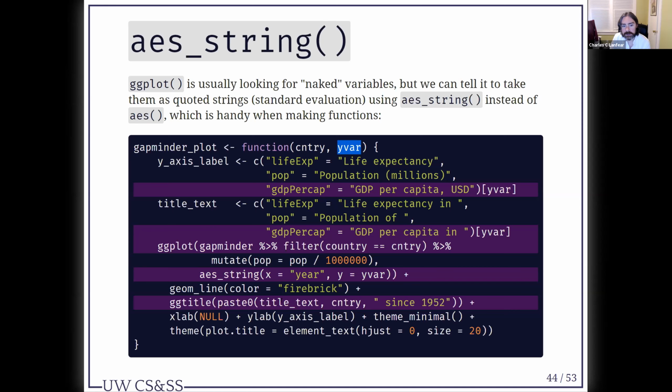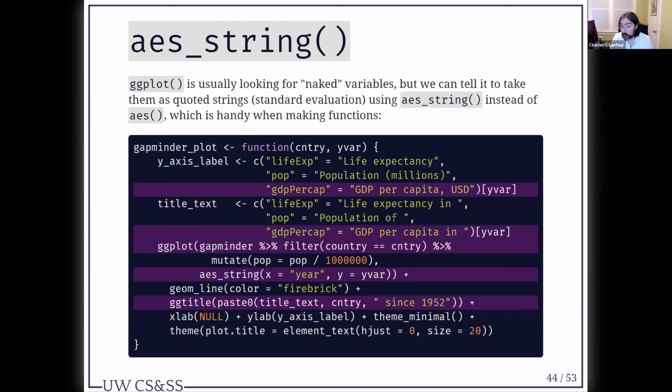What it's going to do first is look at the title text. Let's get GDP per capita, so it's going to write as a title, GDP per capita in, country is going to be replaced with Peru, and then since 1952. So it populates the whole title to say GDP per capita in Peru since 1952. Then NULL x label. The y label is entirely defined by the text we generated here, so it's going to be GDP per capita USD if that's the variable we picked. Everything else stays the same.